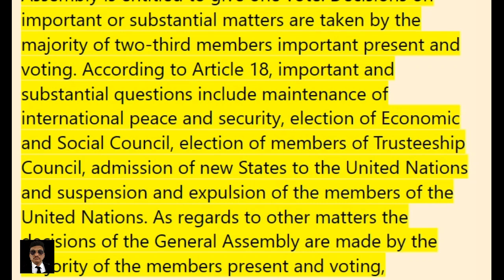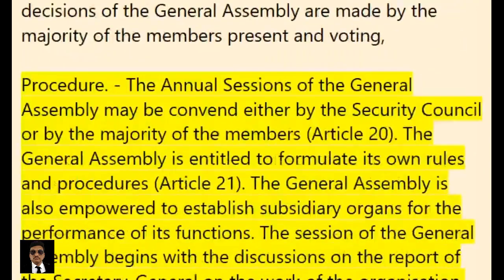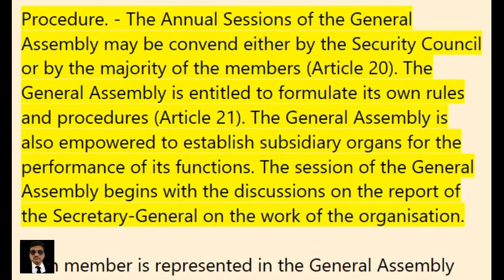As regards other matters, the decisions of the General Assembly are made by the majority of the members present and voting. Procedure. The annual sessions of the General Assembly may be convened either by the Security Council or by the majority of the members. Article 20. The General Assembly is entitled to formulate its own rules and procedures. Article 21. The General Assembly is also empowered to establish subsidiary organs for the performance of its functions.